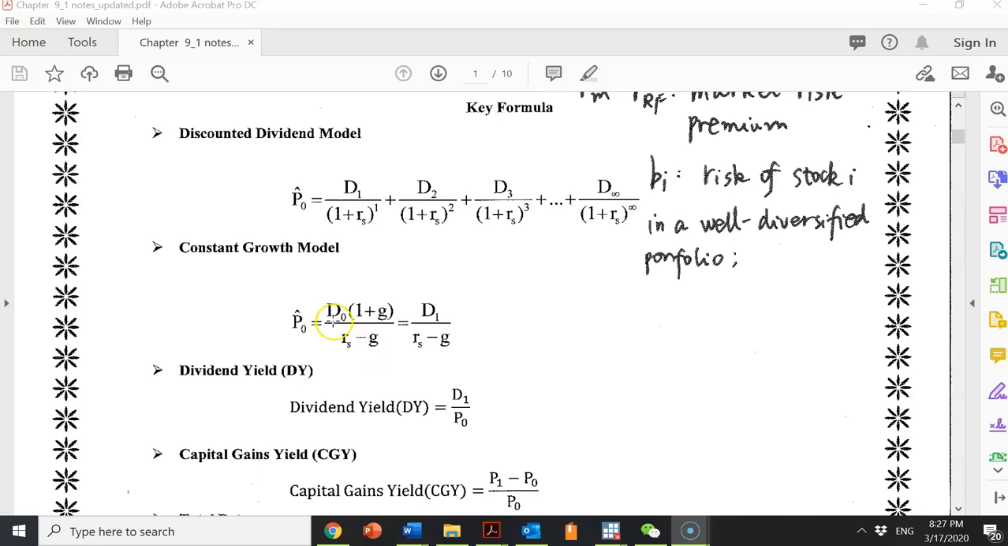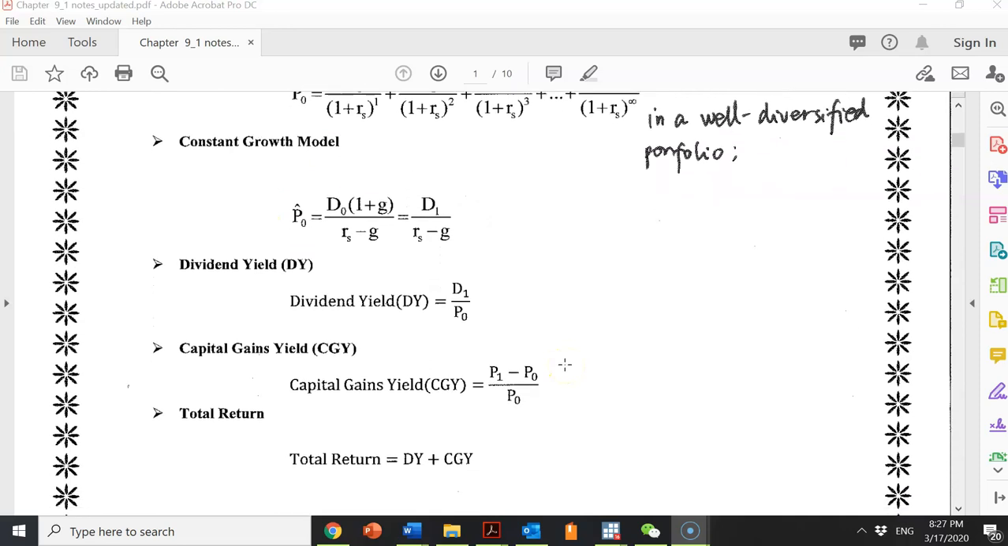And we use the D0, the dividend that is given out at time 0, multiplied by 1 plus the growth rate of dividend, divided by RS, stock return, minus the growth rate of dividend. Which is also equal to D1, the dividend at time 1, divided by RS minus g, stock return minus growth rate of dividend. And this is equal to stock price.